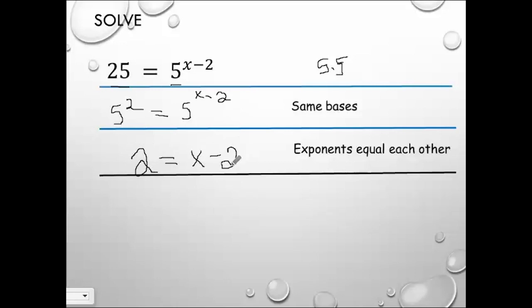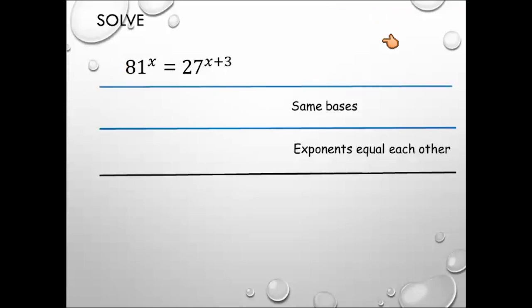Now I have a normal equation, so I'm just going to solve for x. To get x by itself, I'm going to add 2 to both sides of our equation. And I'm going to get that x equals 4. Now if I go back and plug it back in up here, 4 minus 2 is 2, and 5 squared is 25. That's the correct answer.